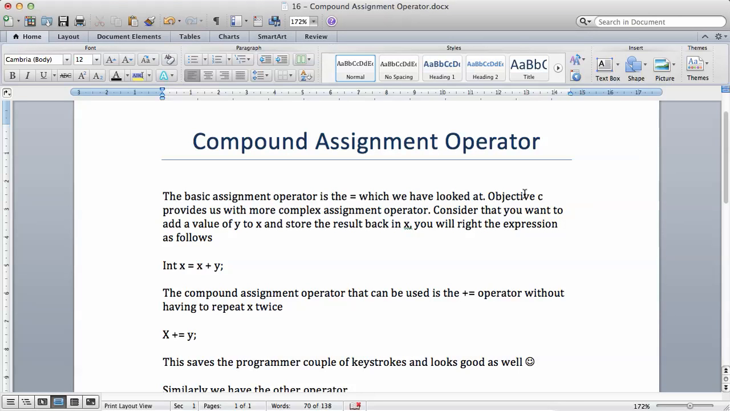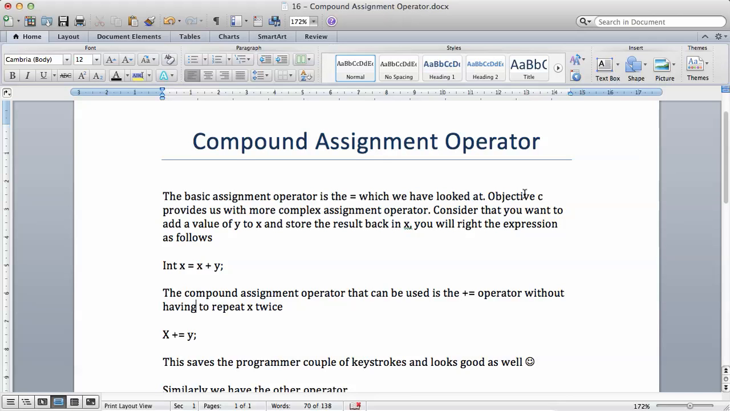In this video, we're going to be talking about the compound assignment operators. The basic assignment operator is the equal sign, which we have looked at. Objective C provides us with more complex assignment operators.